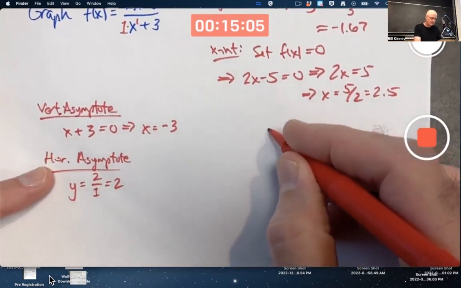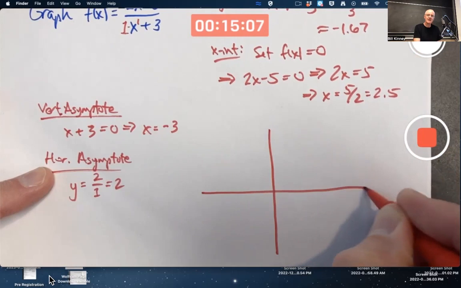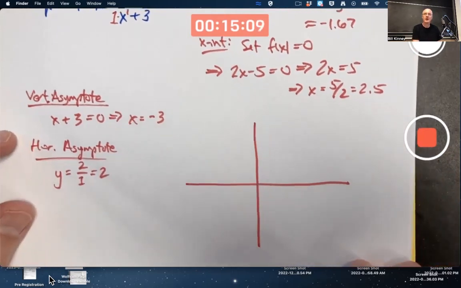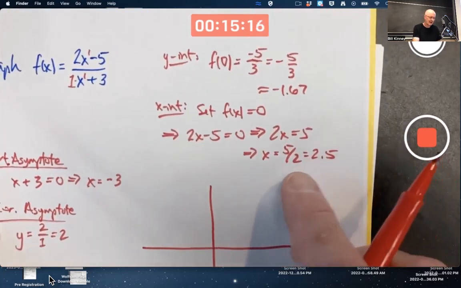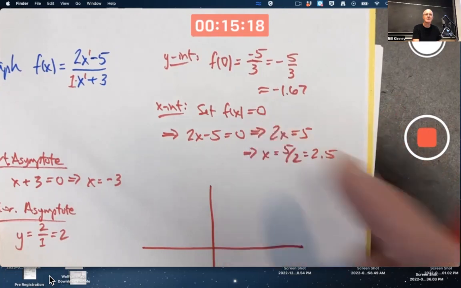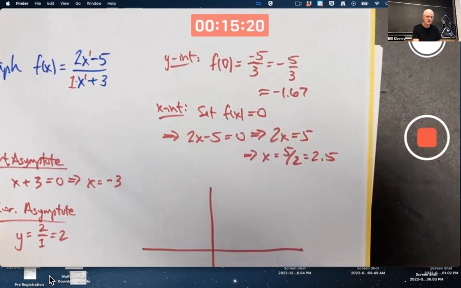So, taking all this information, we can start to get a good feel for what the graph might look like without even plotting many points. I guess that there's a second point I've effectively plotted. When x is 5/2, y is 0 as well. Let's go ahead and mark those.